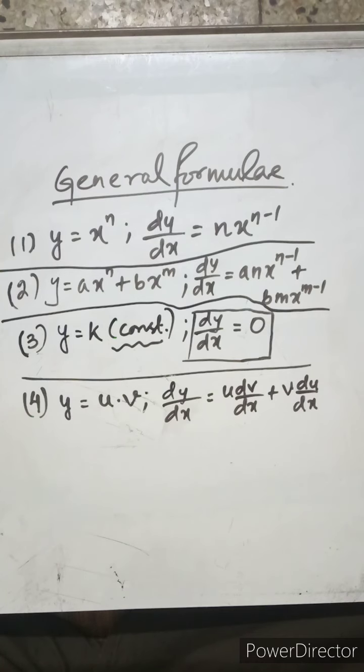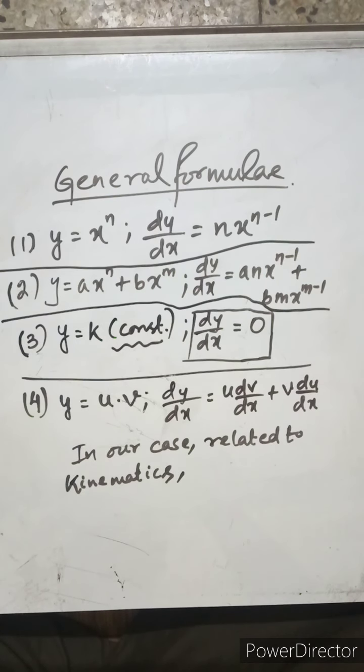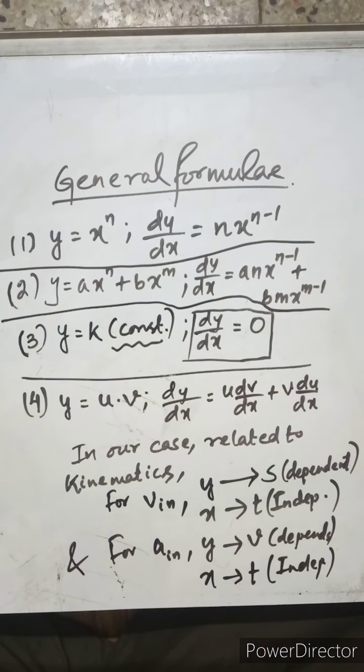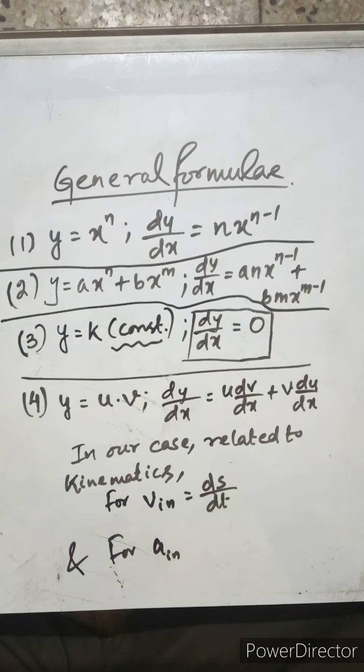So these are the minimum derivative formulas that we can consider. And as I had said previously, in case of instantaneous velocity in kinematics, instead of y we are using s, which is dependent, and instead of x we are using time, which is independent. I had said that in the previous video. So in case of instantaneous acceleration as well, y changes to v and x changes to t. v is dependent and t is independent. So v is equal to ds by dt and a instantaneous is equal to dv by dt.